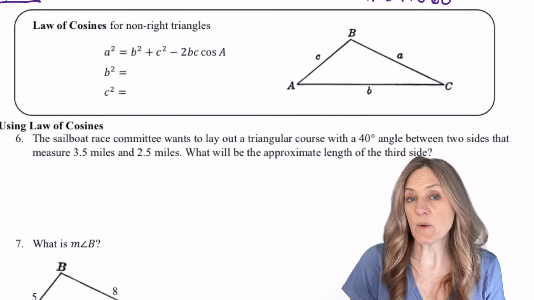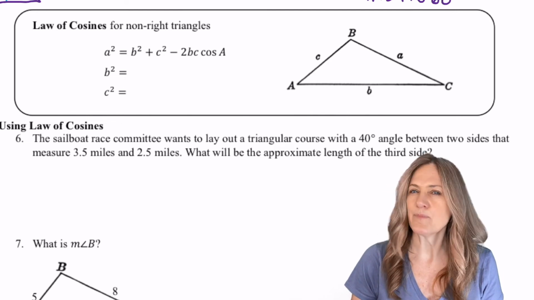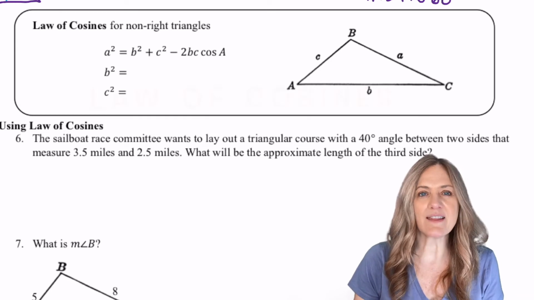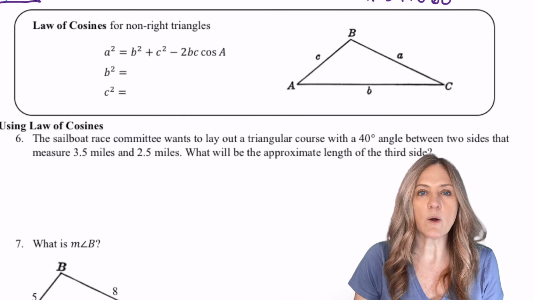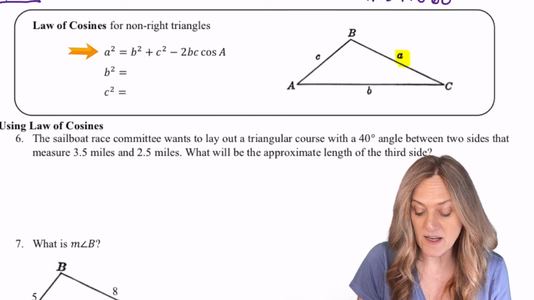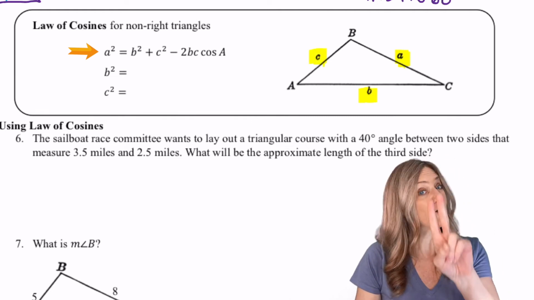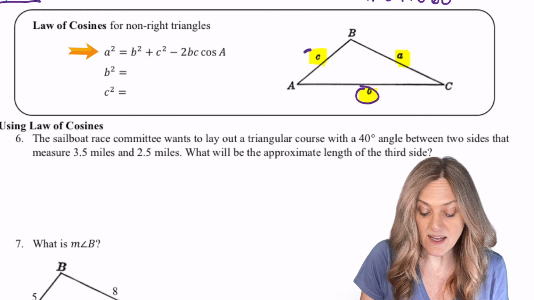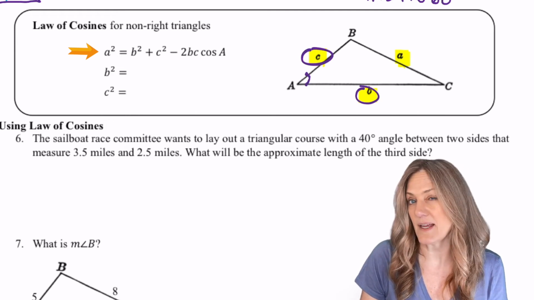So what happens when I'm working with a non-right triangle and I don't know an angle and a side opposite? Law of sines can't be used. Then we have law of cosines. It's a bit more involved. Let's take a look. Working from side A, I know I can say a squared equals b squared plus c squared, but then minus 2bc cosine of A.